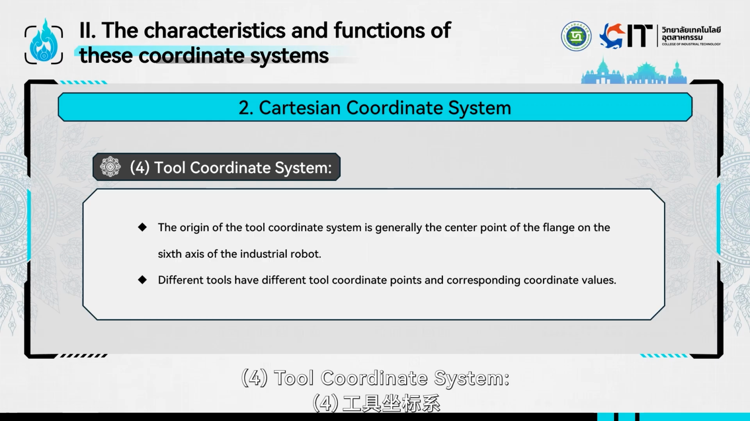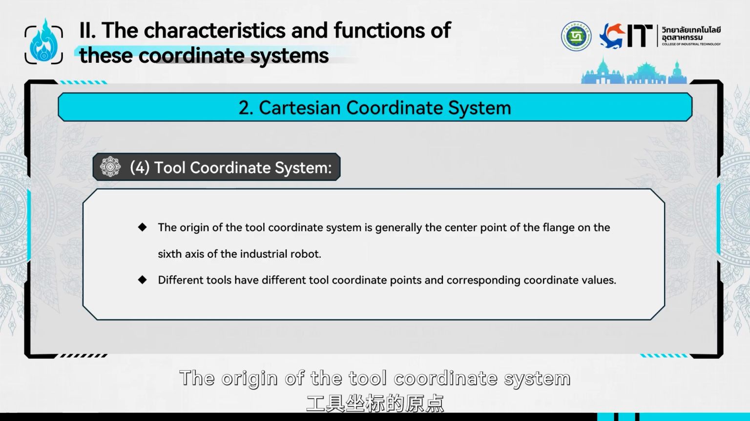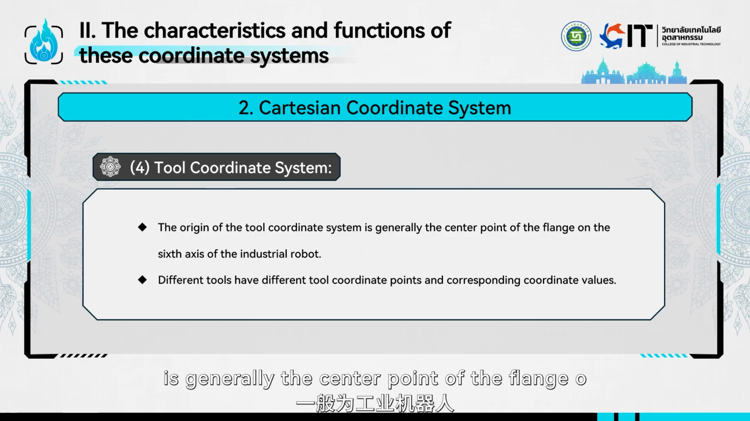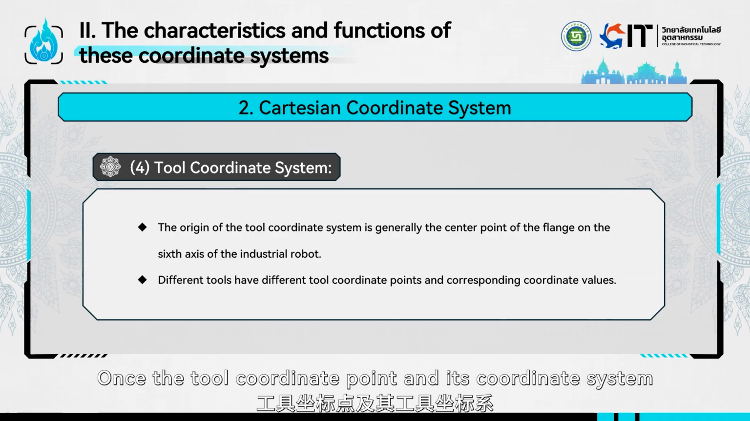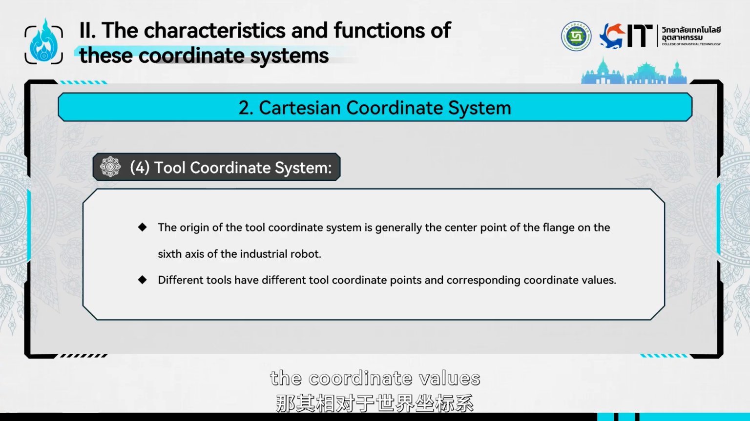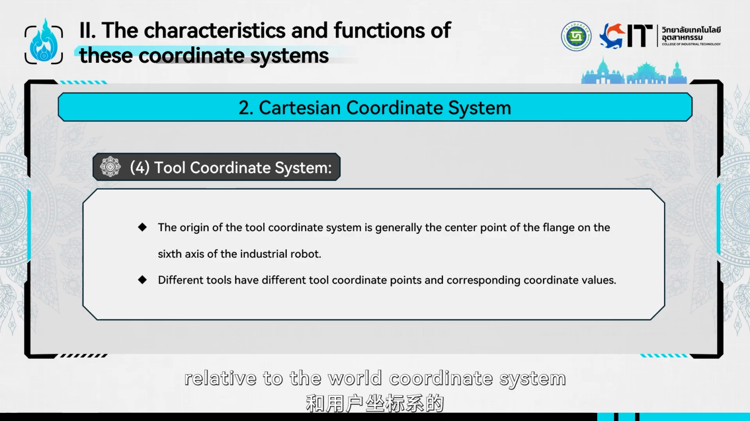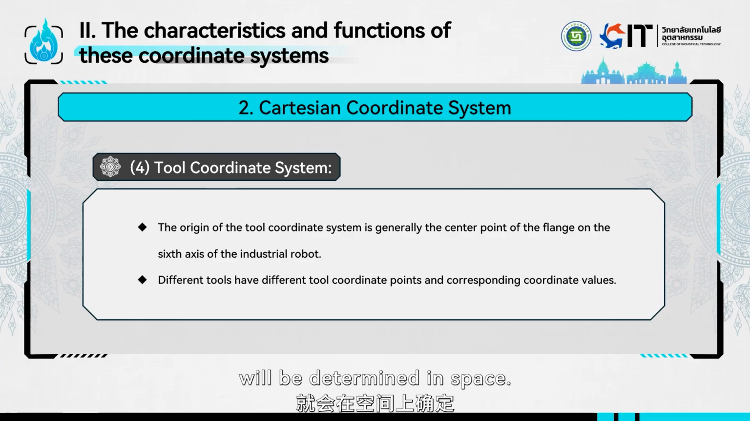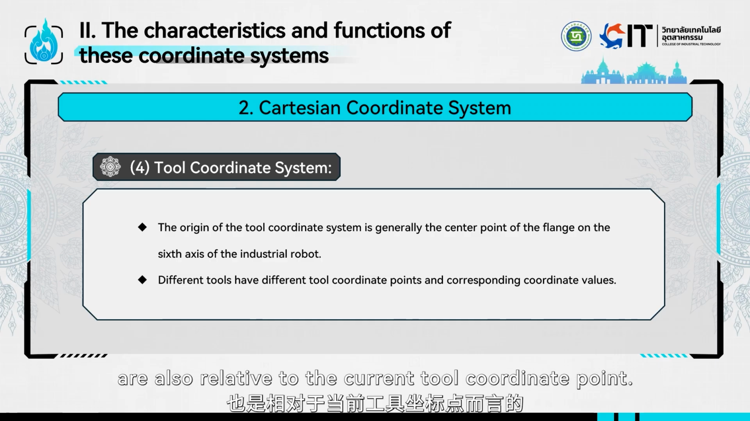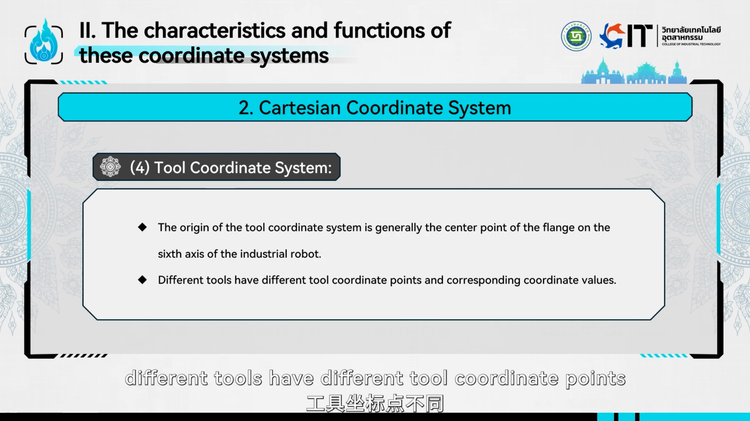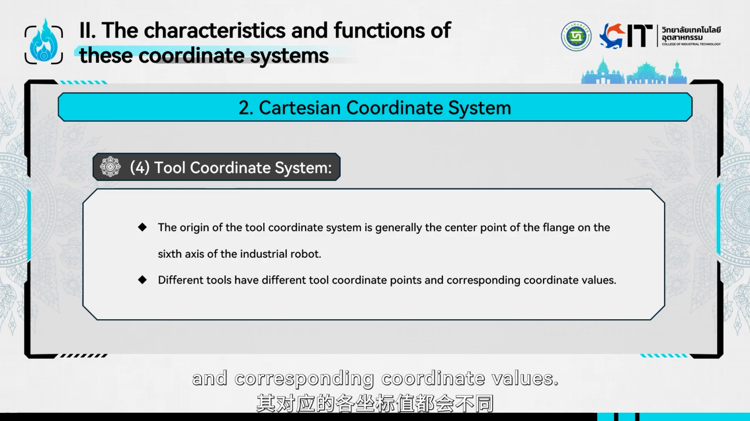For the tool coordinate system, the origin is generally the center point of the flange on the 6th axis of the industrial robot. Once the tool coordinate point and its coordinate system are successfully set, the coordinate values relative to the world coordinate system and the user coordinate system will be determined in space. The coordinate values of other coordinate systems are also relative to the current tool coordinate point. Therefore, different tools have different tool coordinate points and corresponding coordinate values.